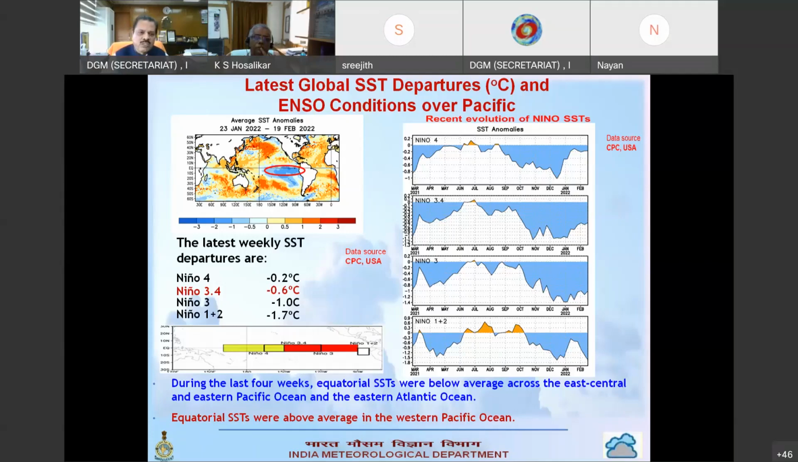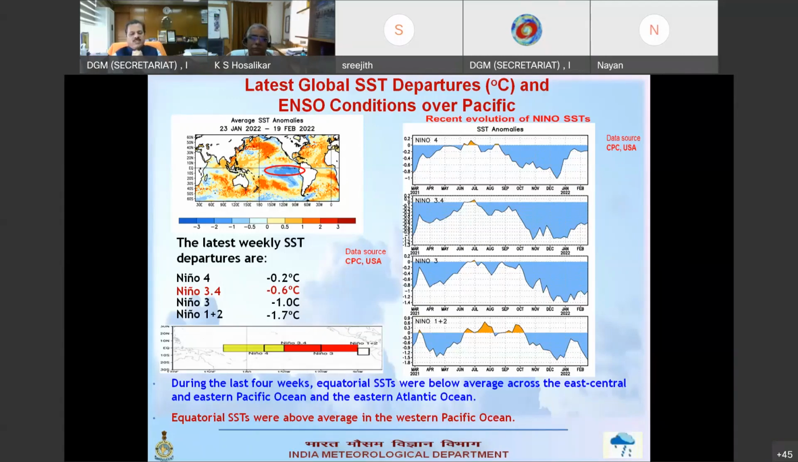When temperature over the western equatorial Pacific is higher and it is less over the eastern equatorial Pacific, it is La Nina conditions. And when the opposite occurs, it is called El Nino conditions. So if I just see the evolution of what has happened during the last 4 weeks, equatorial sea surface temperatures were below average across the East Central and Eastern Pacific Ocean and the Eastern Atlantic Ocean.